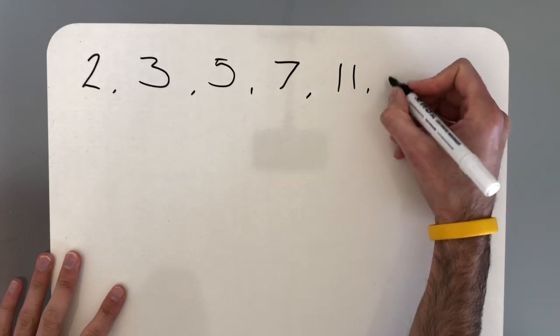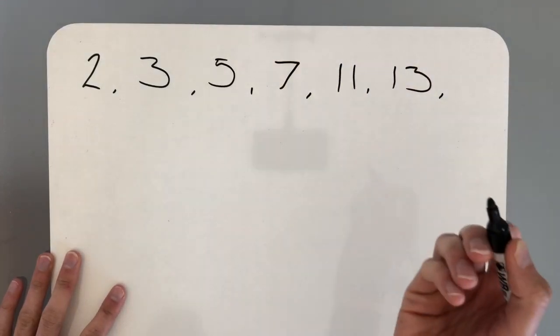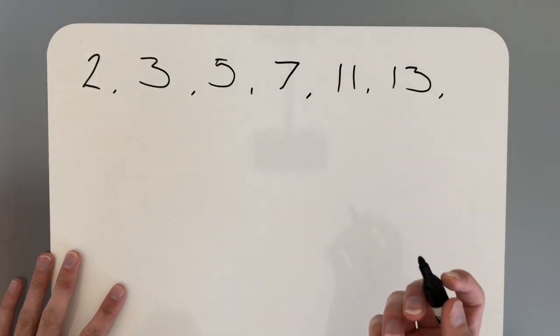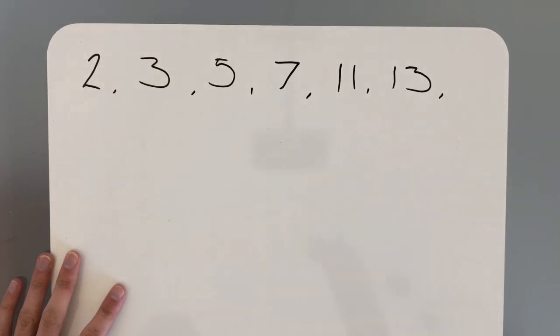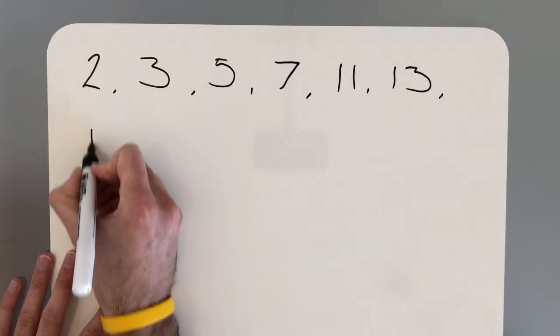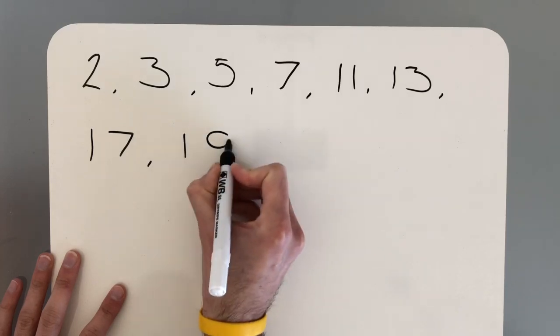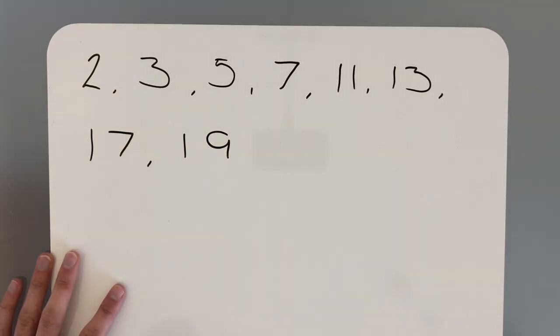We move on from that, we have 13. We move on from that, technically we have 15, but because we know 15 can be divided by 3, it can be divided by 5, that rules that out. Then we go into the number 17, and then the number 19, and those are your first 8 prime numbers.